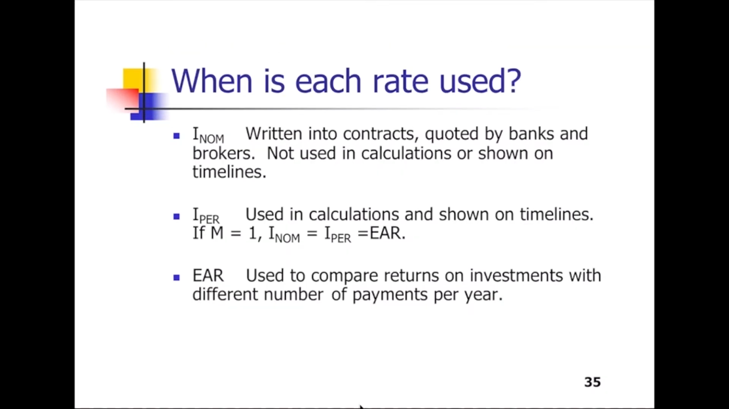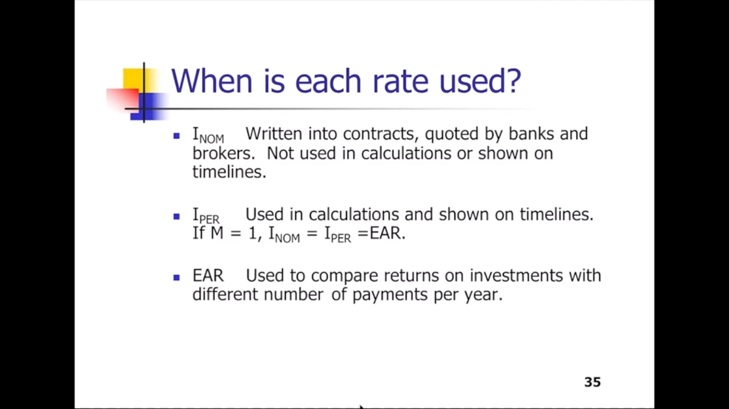When is each rate used? Firstly, the nominal rate is written into contracts, quoted by banks and brokers, especially bond brokers, who usually use the nominal rate. It is not used in the calculations shown on timelines. Second, the period rate is used in calculations and shown on timelines. So we usually use the period rate when you have questions. If m is 1, it means compounding annually, so the nominal rate, period rate and EAR, effective annual rate, are the same. You can simply understand it like this.